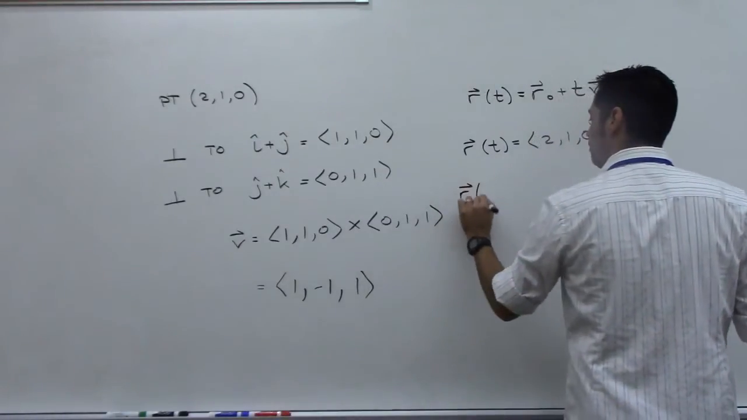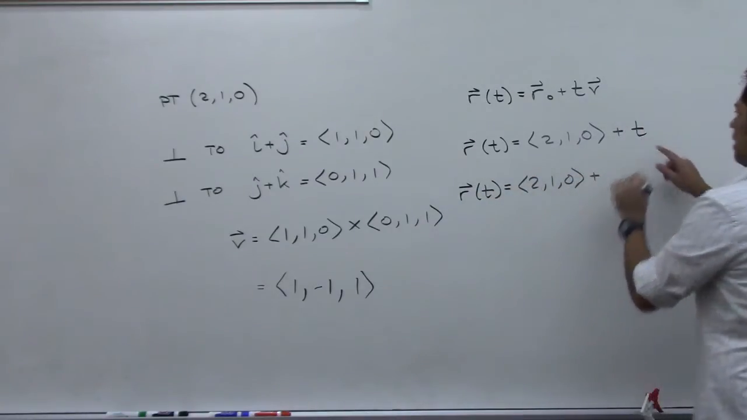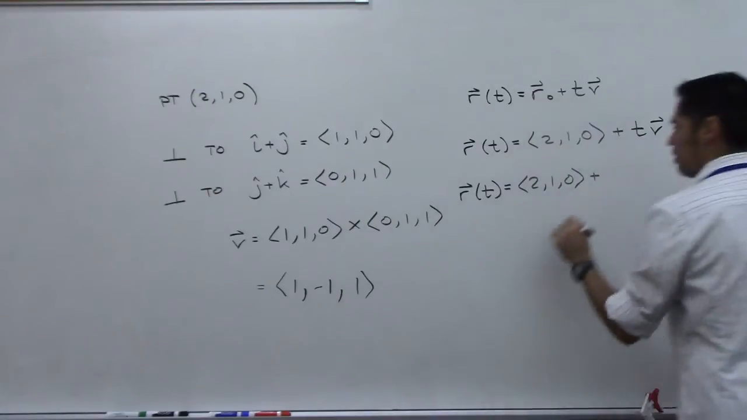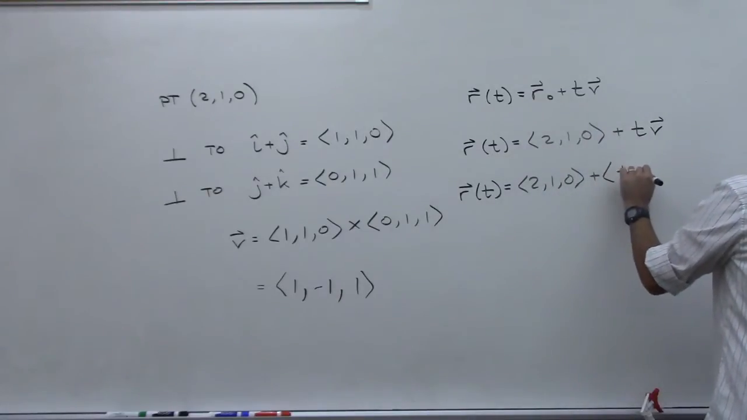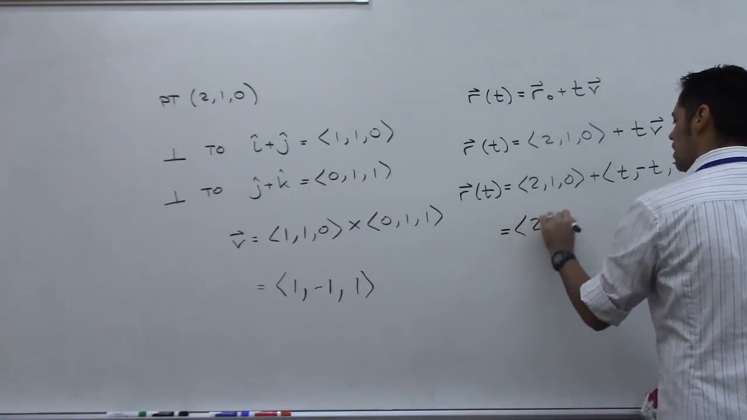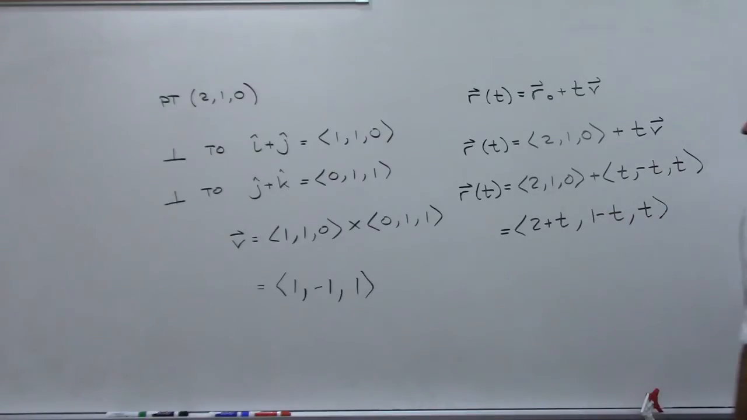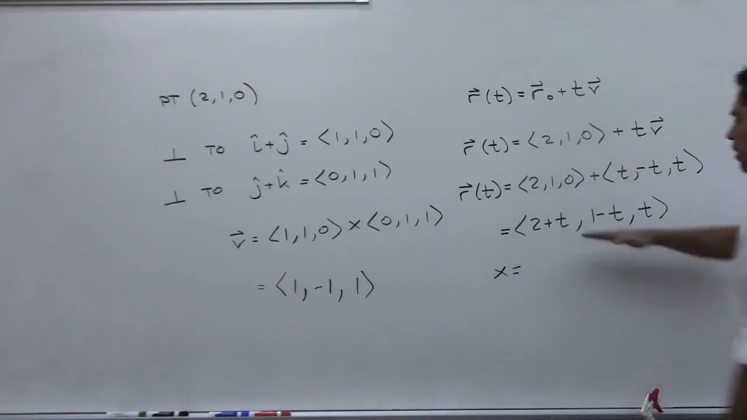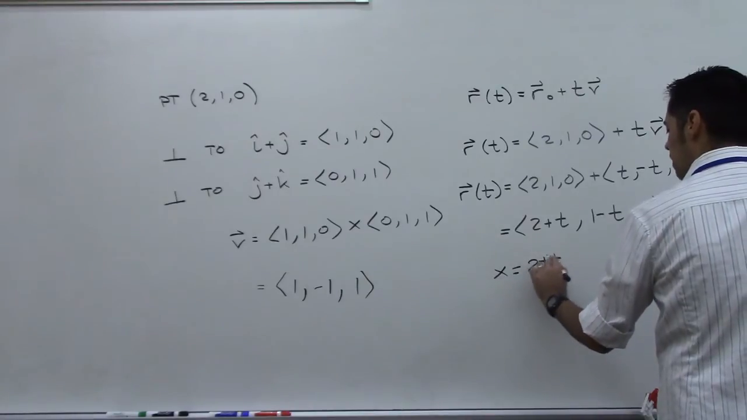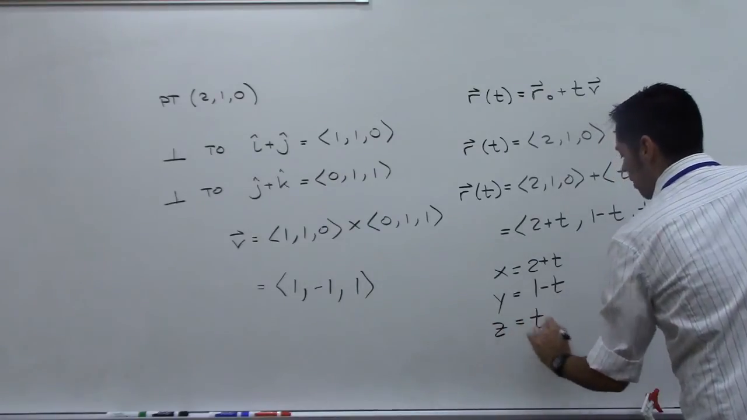So we come back over here. <2, 1, 0> plus t times v, but v I just found was this, so I'm going to multiply t through to each of those. So t, negative t, t, then add together, we get 2 plus t, 1 minus t, and just t itself. So that's the vector equation of the line. The parametric equations are 2 plus t for x, y is 1 minus t, z is just t itself.